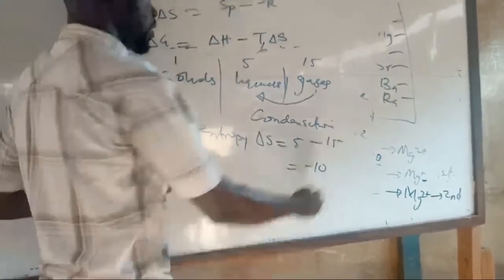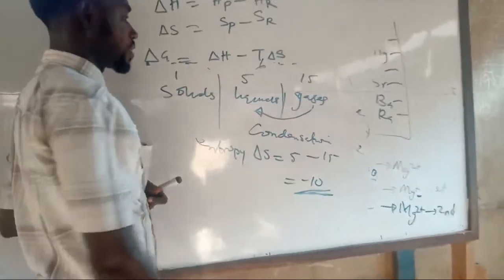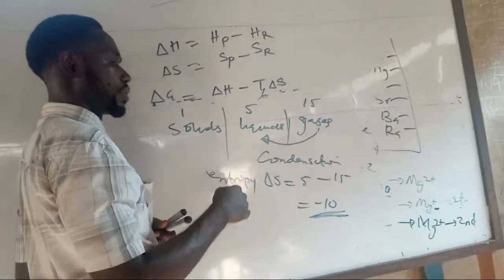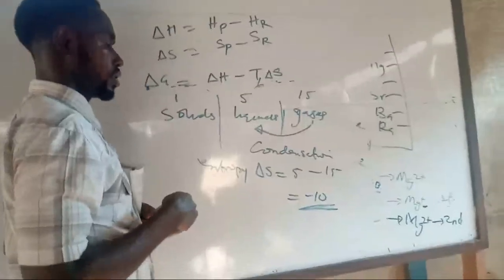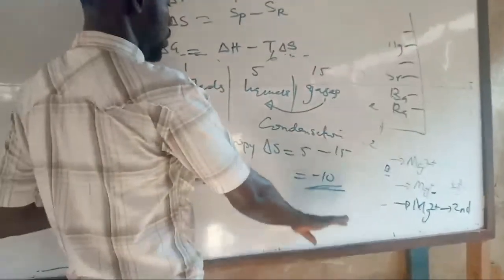Minus 10, which means the entropy change is negative. In other words, the entropy change has decreased. That's the meaning: there will be a decrease in entropy change. Any questions so far? Okay.